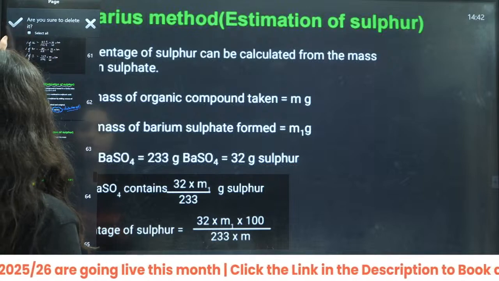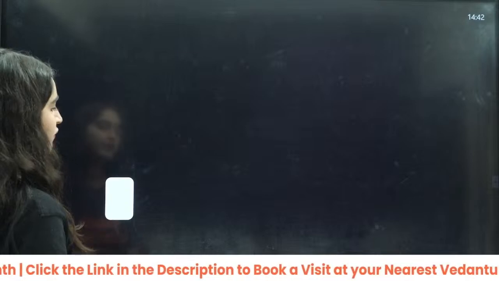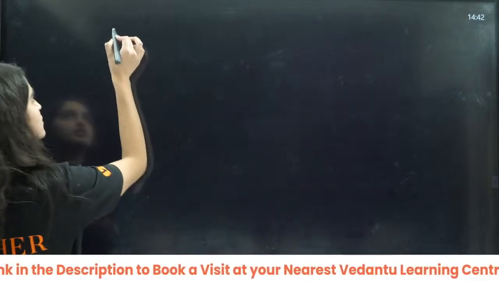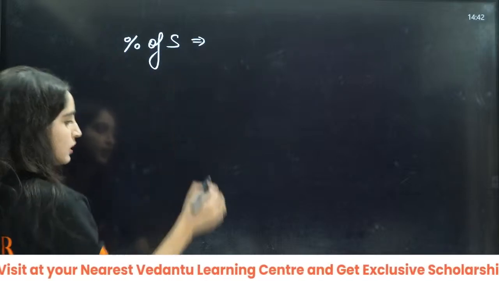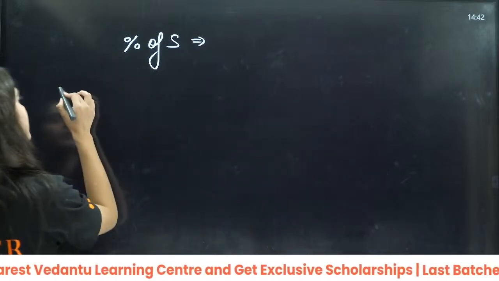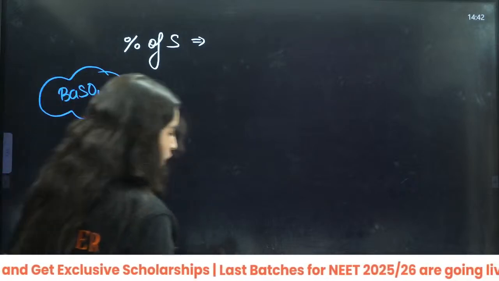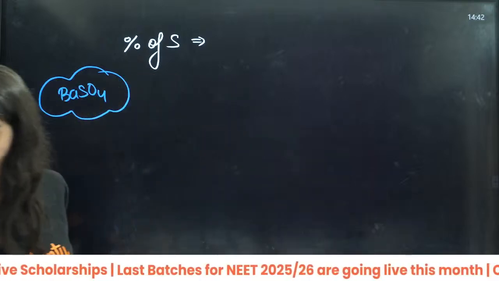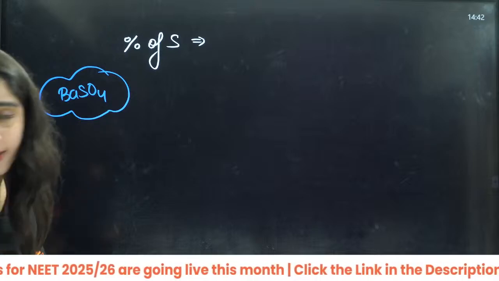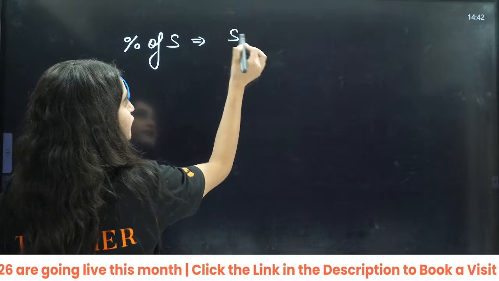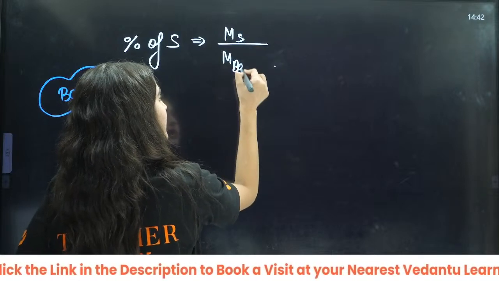Let's generate our own formula here. Chalo. The formula will be percentage of sulfur. Everybody in the chat box. Percentage of sulfur. The detection compound is BaSO4. Now, what is the molar mass of sulfur? Very good. Okay? I am writing it here. There will be molar mass of sulfur. This is molar mass of BaSO4.